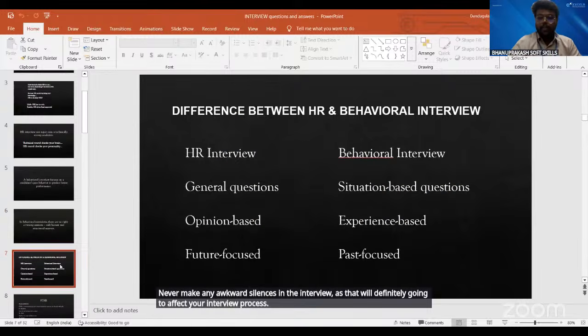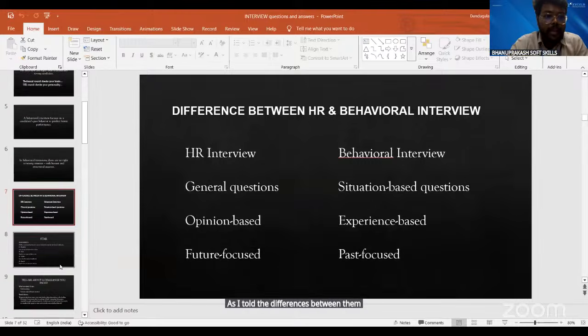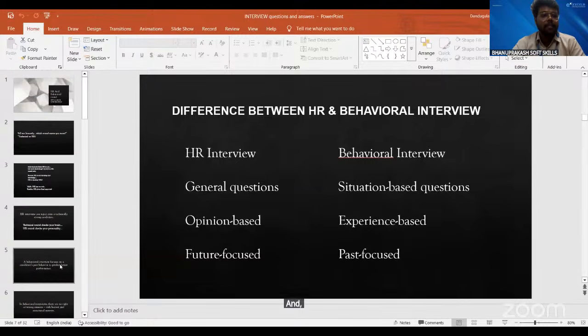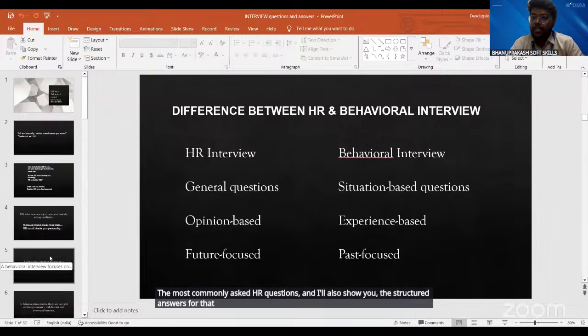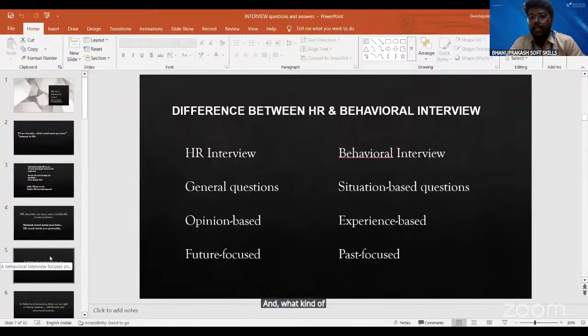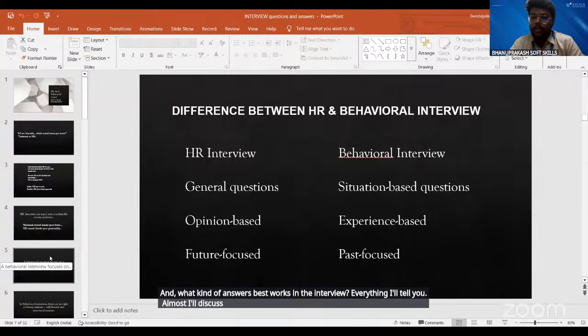As I told, the differences between them and remaining things we'll discuss in the next class. I'm going to show you the most commonly asked HR questions, and I'll also show you the structured answers for that, how we need to analyze that question, and what kind of answers work best in the interview. Everything I'll tell you. Almost I'll discuss 30 questions tomorrow in the HR part.